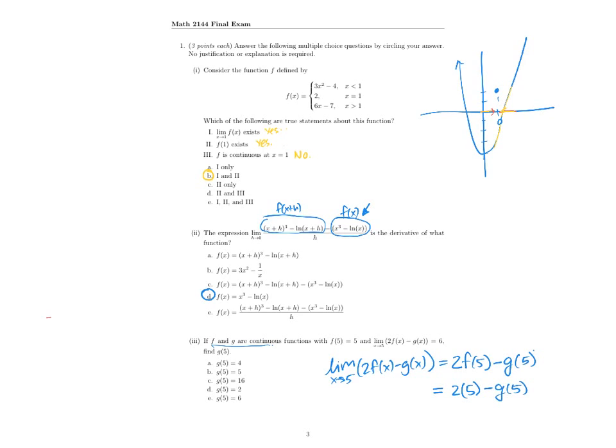And I know that this limit is supposed to be equal to 6. So now I can solve this equation for g of 5. So I have 10. I can subtract that over. I get negative g of 5 is equal to 6 minus 10, which is negative 4. I can multiply both sides by negative, and I get g of 5 is equal to 4. So this is the answer right here, A.